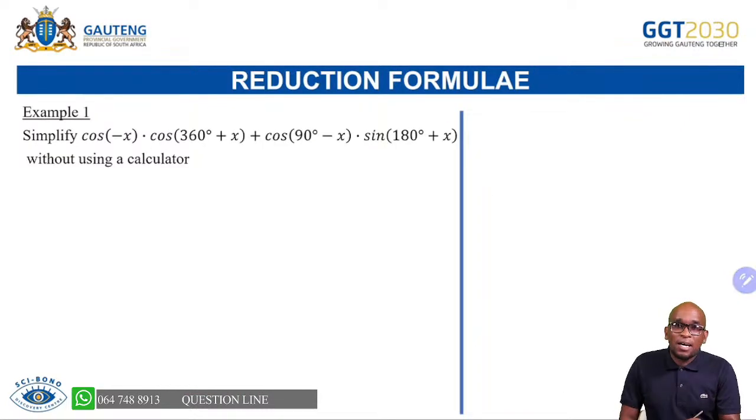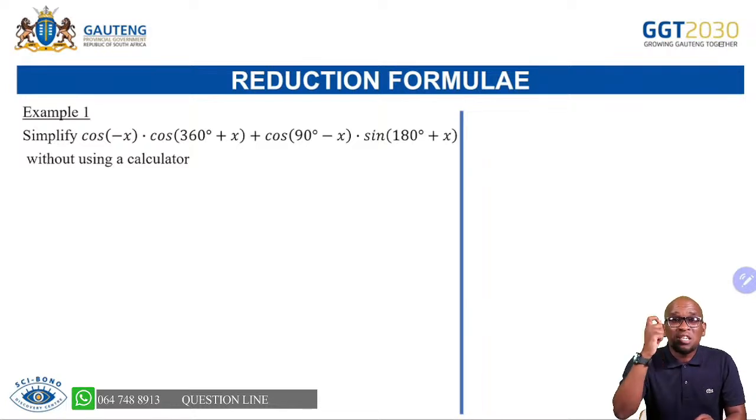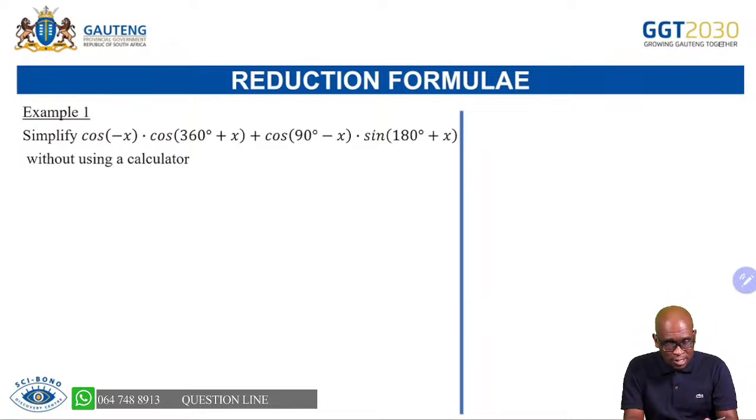Looking at this example one, we are making use of the reduction formulae. Please note, as we use our reduction formulae, it is important to be in possession of the CAST diagram. The compound angle and double angle formulae would be there in the formula sheet, but the CAST diagram will not be there. So you should be able to write down your own CAST diagram.